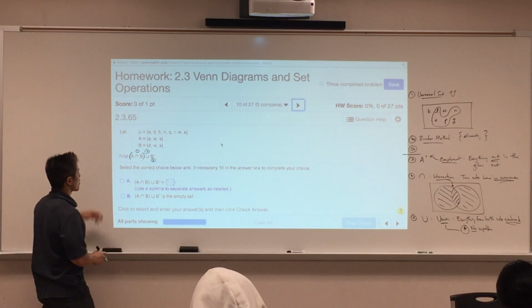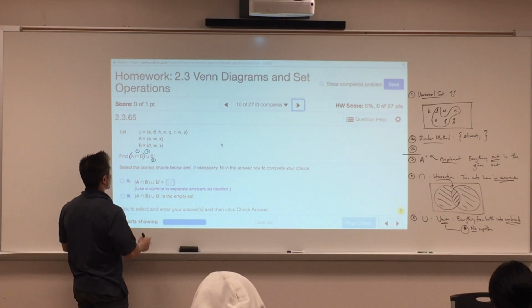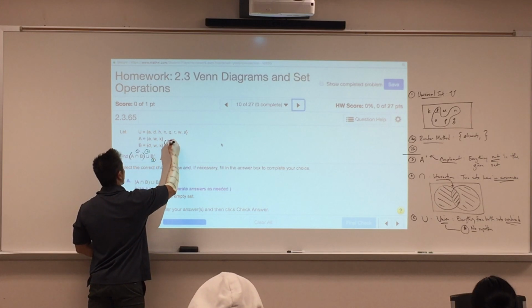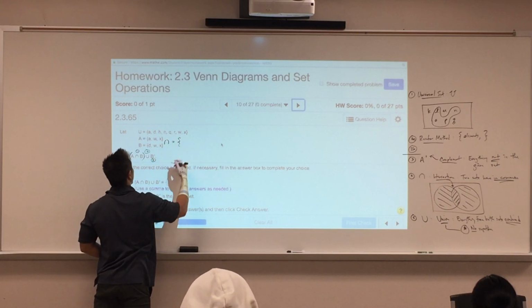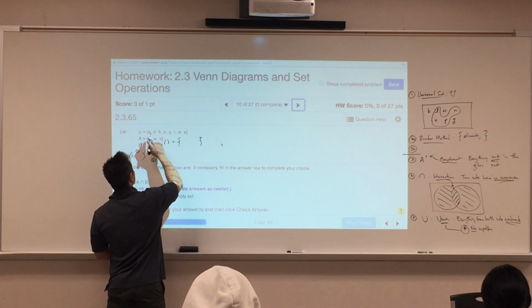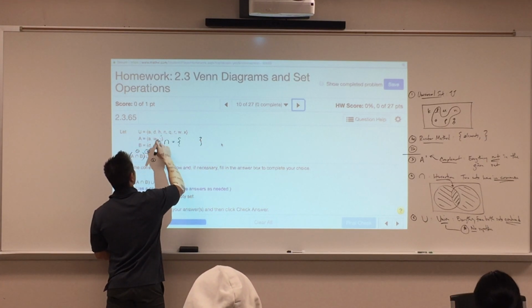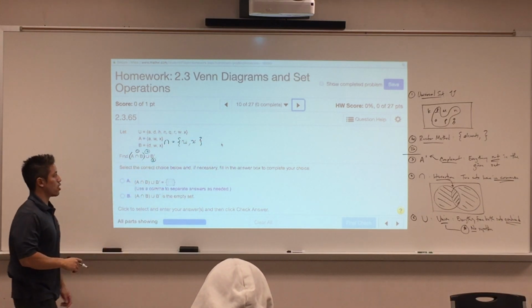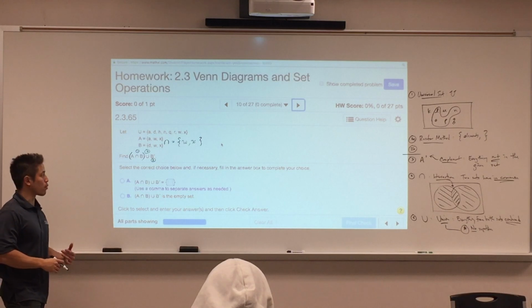Okay, let's go do this. Step one, A intersection B. Well, I've got A, I've got B. Notice there's no side work. I need to find their intersection. Their intersection is what they have in common. What do A and B have in common? A, no, D, no, W, and X. That's what they have in common. So I have just completed step number one.